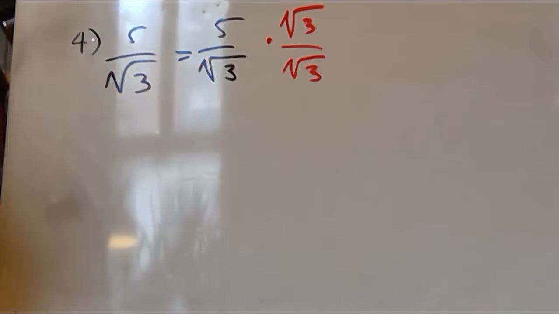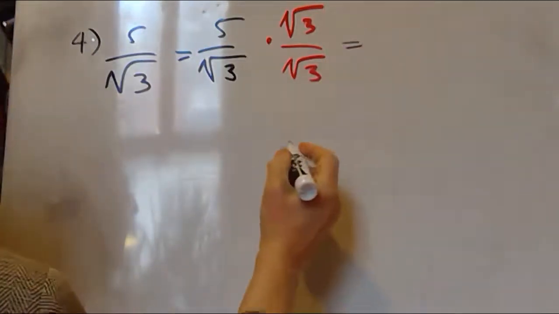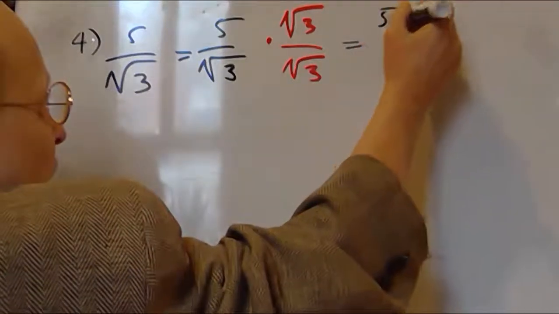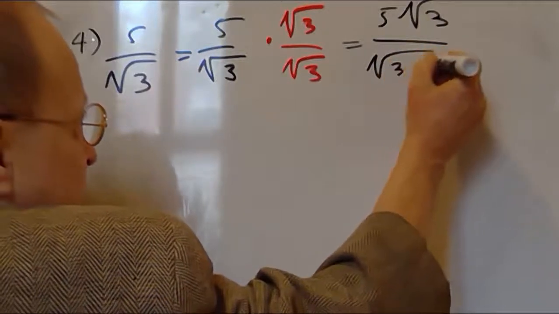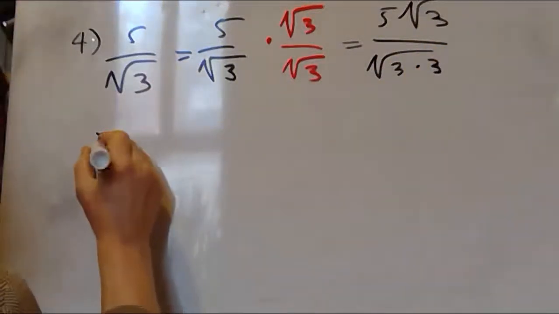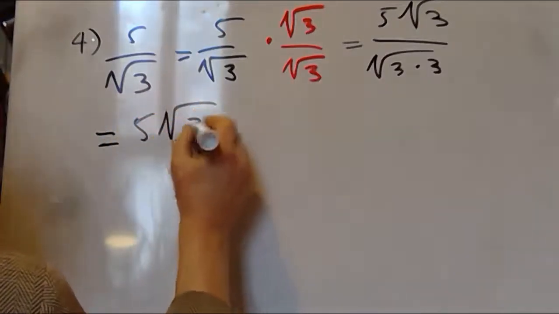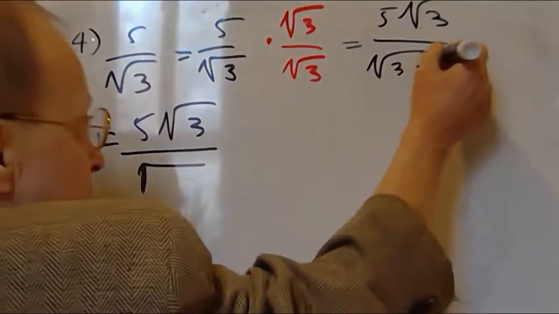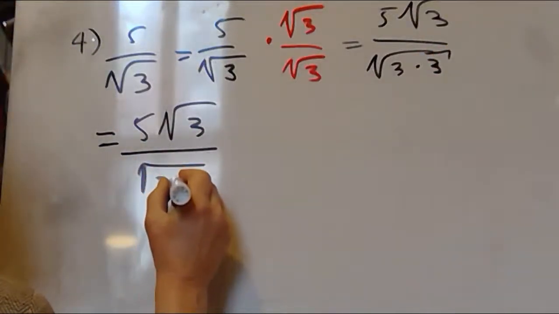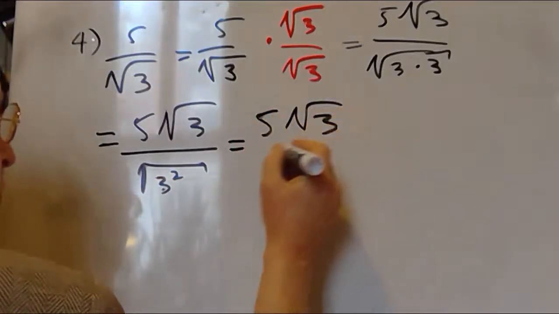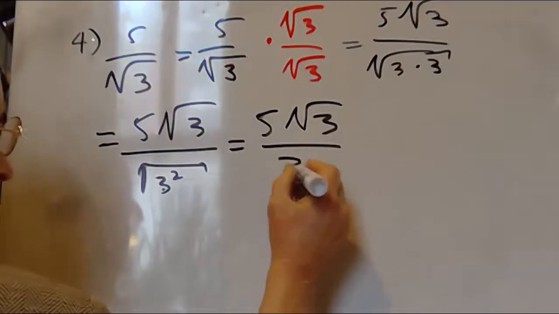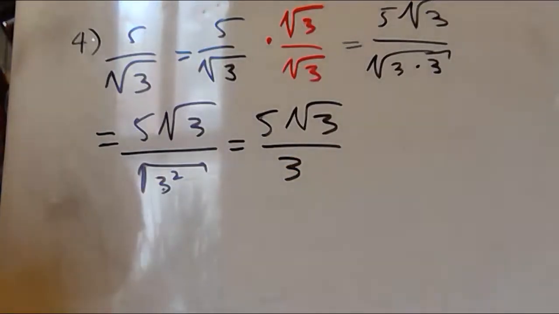And then I see that I get 5 square root of 3 on the top, and on the bottom is square root of 3 times square root of 3, which will give us 5 square root of 3 over the square root of 3 squared, a perfect square. So now we have 5 square root of 3 over 3. And now no problem, no radical sign on the bottom, no fractions, and everything is simplified.